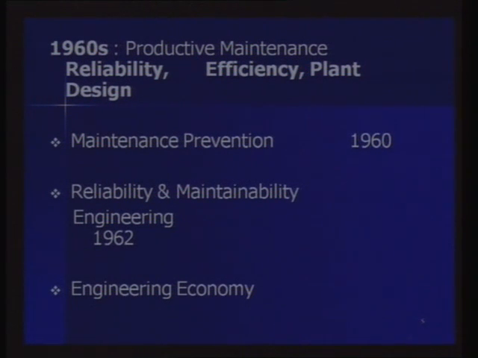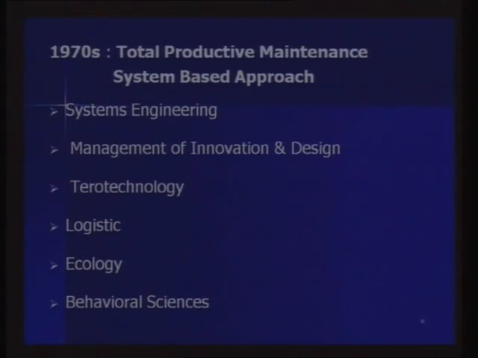So cost has been taken in that way: what is the original cost of the equipment, what is the operating cost, what is the life period, what will be the salvage value. All these things are dealt with, and the decision has to be taken on that basis. That we call engineering economy. And in the 1970s, we have the total productive maintenance systems.